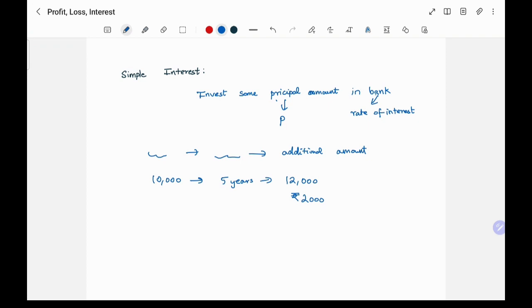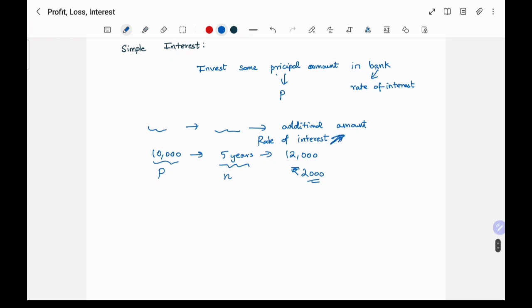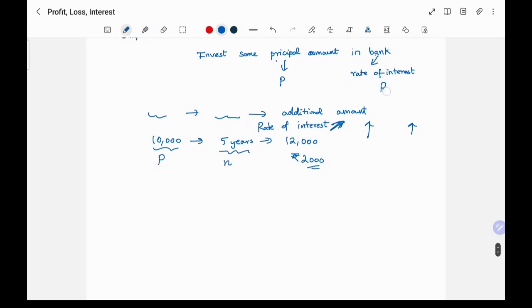And to express this interest we need three quantities. We want the principal amount, the initial amount we invest, the number of years n, and then the rate of interest. This says how fast this amount is growing. So higher the rate of interest, higher the interest itself. Let's denote it by R and the number of years by capital N.